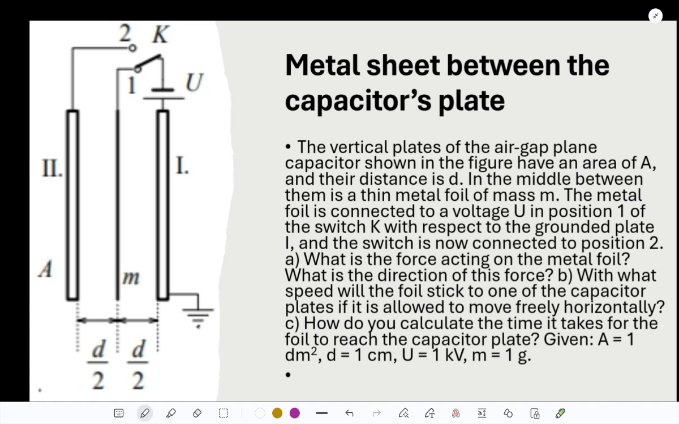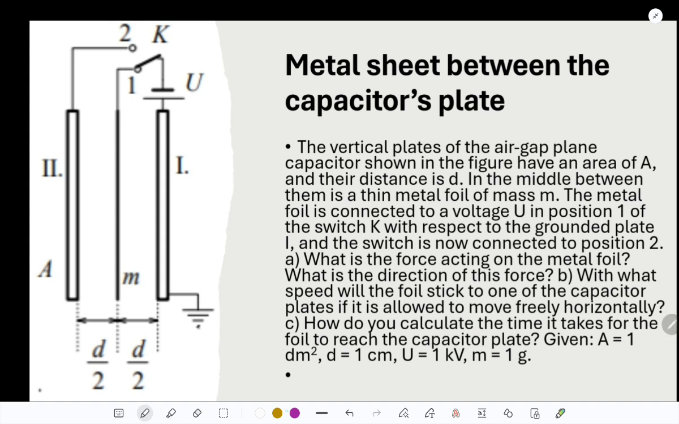The statement reads that the vertical plates of the air gap plane capacitor, it's a parallel plate capacitor, air between them, shown in the figure, have an area A and their distance, that means distance between the plates, is D. In the middle between them is a thin metal foil of mass M. The metal foil is connected to a voltage U.